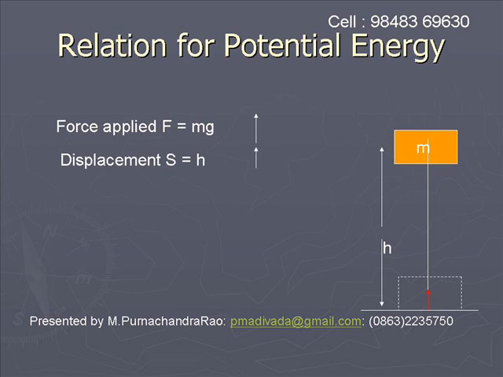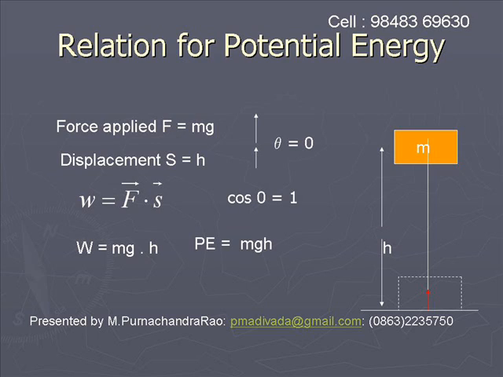And if the body is lifted to a height h, then the displacement is equal to h. We know work done is equal to F bar dot S bar. Hence W is equal to mg bar dot h bar. Force is mg bar and h is displacement. The angle between the force applied and the displacement is 0, since both are in the upward direction. Hence cos 0 is 1. So work done will be equal to mgh.